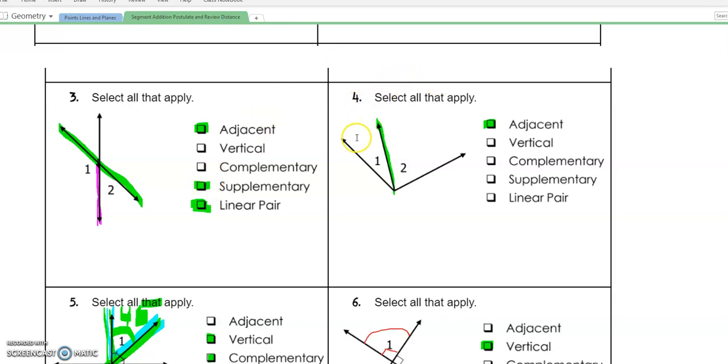On question 4, we can see that angles 1 and 2 definitely share a side, so that makes them adjacent. They are definitely not vertical. Vertical angles are never adjacent, by the way, and likewise adjacent angles are never vertical. Complementary, there is no information to indicate that when you add them together they will equal 90 or that they form a right angle. Likewise, they do not form a straight line or add up to equal 180, so they are neither supplementary nor a linear pair.